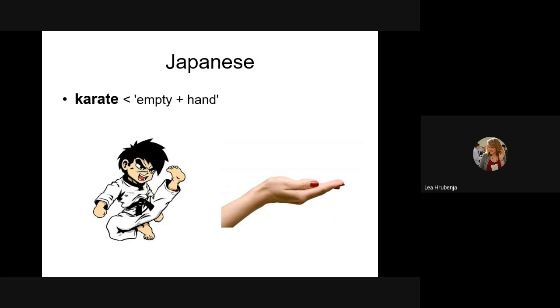So it makes sense that karate is empty hand. Yeah, those ones have this do at the end. Kind of, yeah. But for kendo, ken means sword and do means way. So everything that has do at the end means way of the sword, so to say.